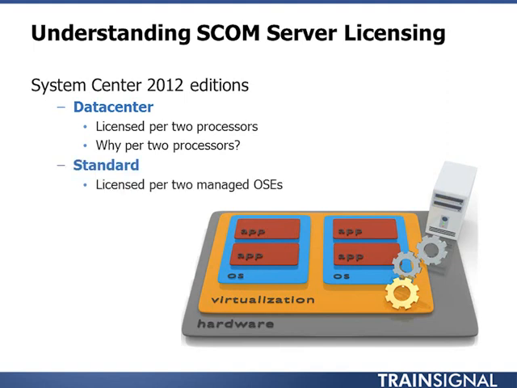A standard edition is licensed per 2 managed operating system environments. So if you buy a standard edition of System Center 2012, you can monitor 2 operating system environments, basically the host and 1 virtual machine. With the Data Center Edition, you can monitor as many virtual machines as you can fit on that host. If you have 4 hosts with dual processors each, you would need to buy 4 dual processor licenses, but you could monitor every workload that's running on those 4 hosts. You do not need to buy individual licenses for the individual OSEs.